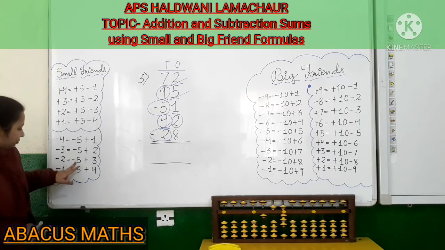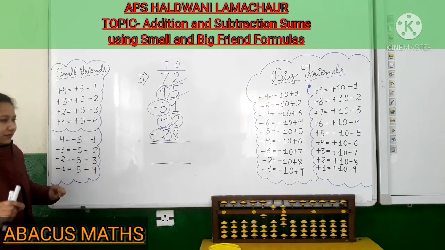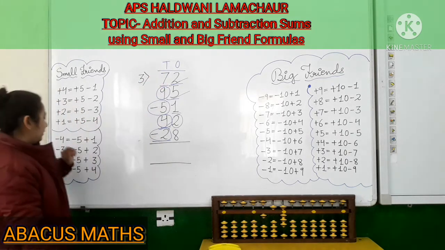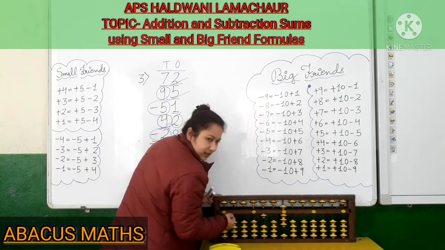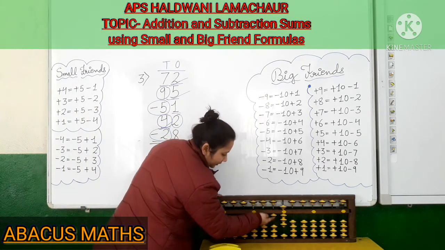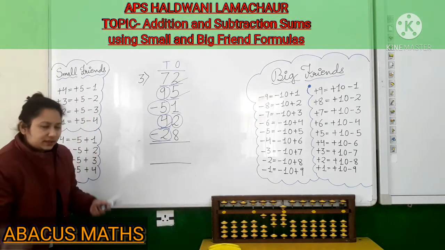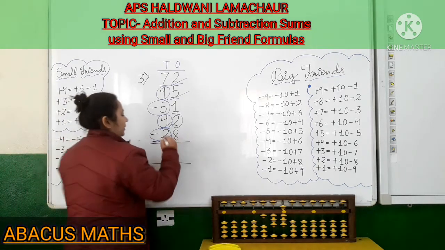Minus 2 is equal to minus 5 plus 3. Minus 5 plus 3 you have to do. Now minus 2 you have to do in the tens rod. So minus 5 plus 3. Minus 5, 1, 2, 3 plus 3. Minus 5 plus 3 we have done, and minus 2 is subtracted.